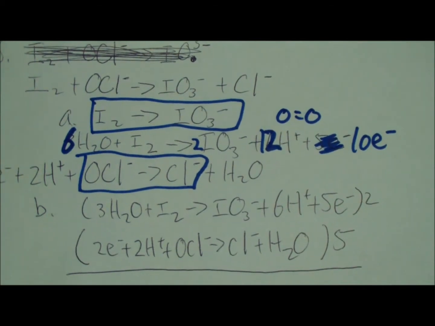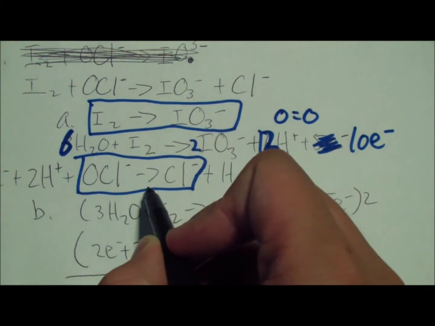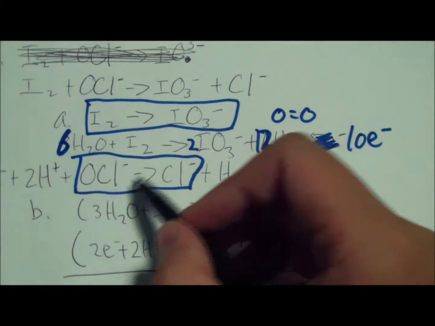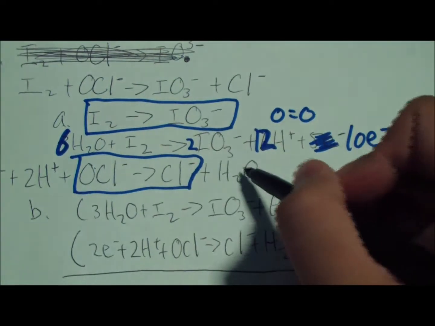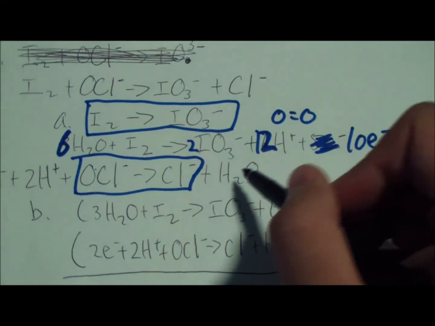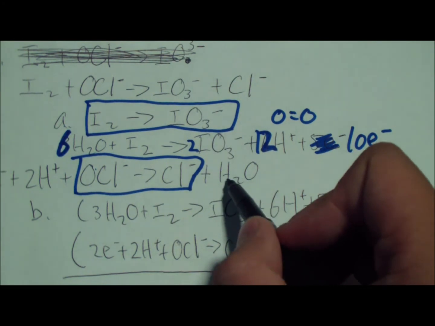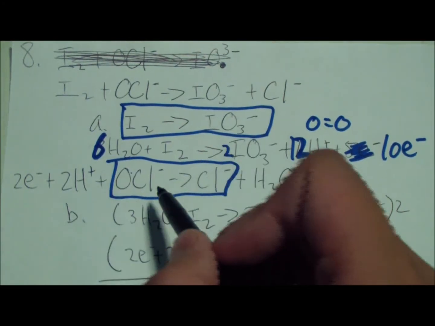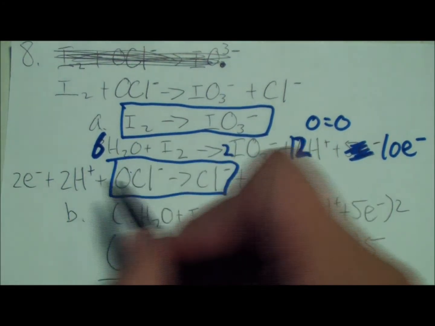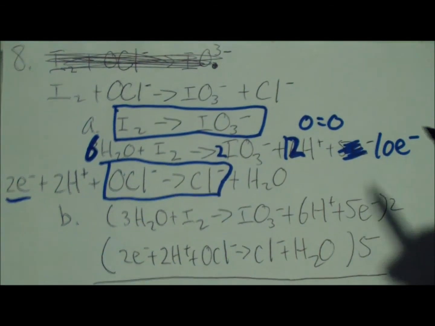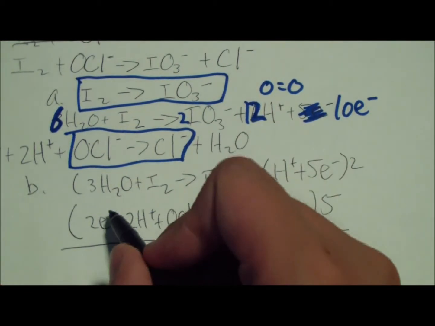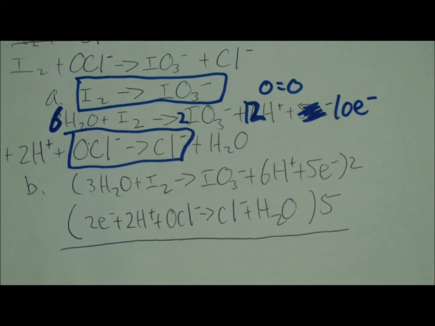Okay, now look here, OCl minus to Cl minus. Balance O with H2O, and I have balanced O already, so now balance H, 2H plus on this side, and the more positive side, add electrons, 2e minus, so it's on the reactant side. And let's move on to addition, or algebraically.